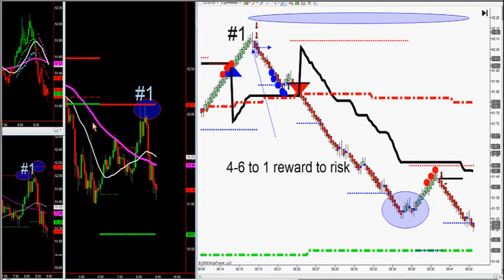There's only 2 setups. Number 1, if the moving averages are down, sell the first test of the red dots.